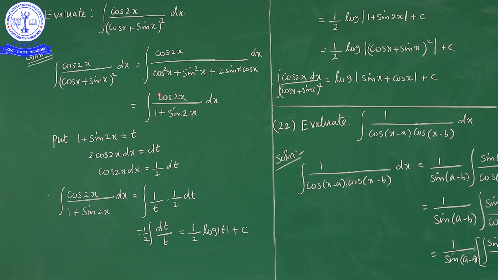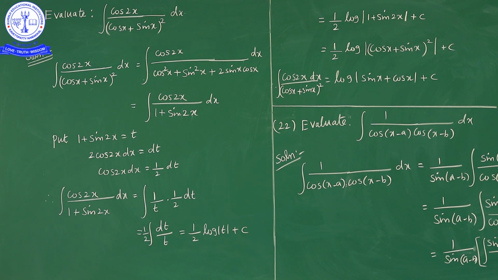So, cos 2x dx we can write now as 1 by 2 dt. Numerator cos 2x dx is 1 by 2 dt, denominator is t. So, it reduces to integration of (1 by t) half dt. Half constant I will write outside, half into integration of 1 by t dt. Integration of 1 by t is log mod t. So, half log mod t plus c, but what is t? t is 1 plus sin 2x. So, half log mod 1 plus sin 2x. 1 plus sin 2x is actually the expansion of (sin x plus cos x) whole square only, no? So, half log mod (sin x plus cos x) whole square plus c.